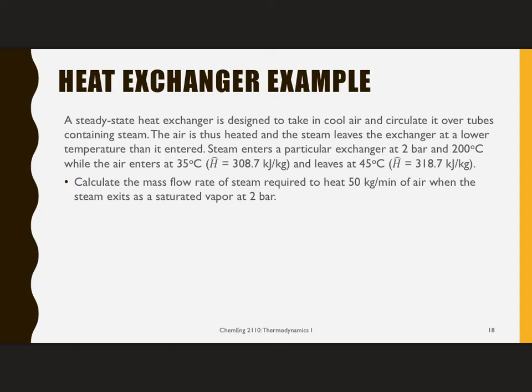So let's discuss this example. It says that a steady-state heat exchanger is designed to take in cool air and circulate it over tubes containing steam. The air is thus heated, and the steam leaves the exchanger at a lower temperature than it entered. Steam enters a particular exchanger at 2 bar and 200 degrees C, while the air enters at 35 degrees C and leaves at 45 degrees C, and those enthalpies are given.